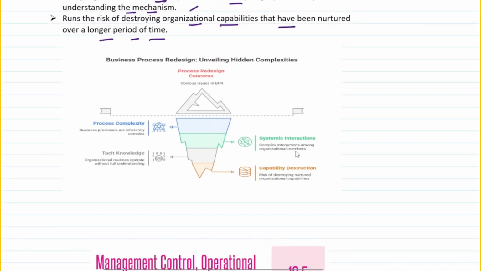You can understand this with an example. A process redesign concerns, first of all, process complexity. It is very complex. Business processes are inherently complex. Then you can have tacit knowledge. Tacit means which is implied. So organizational routines operate without being fully understood. Then you talk about systemic interaction, which means complex interaction among organizational members, and finally capability destruction, because of the risk of destroying nurtured organizational capabilities. That means they have been developed over a longer period of time, so they run the risk of being damaged through BPR, right?